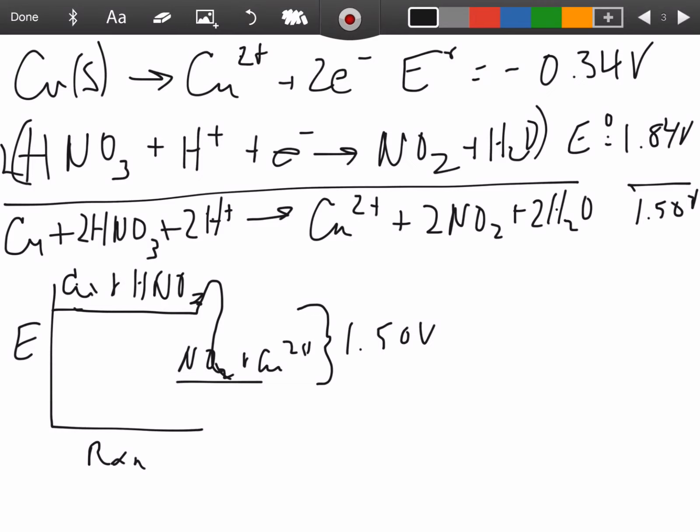I can convert that 1.50 volts into 290 kilojoules if I were to take a look at conversion of E into delta G.